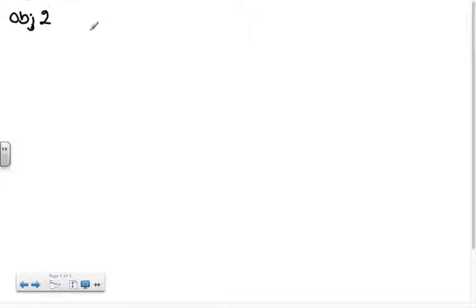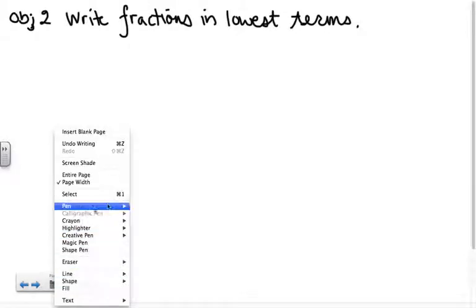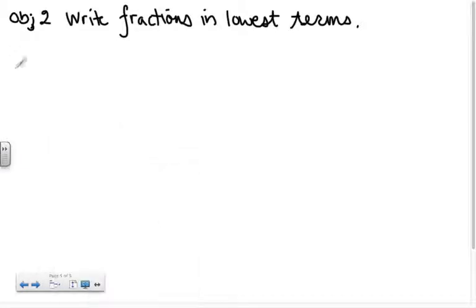So objective 2 is to write fractions in lowest terms. In order to write a fraction in lowest terms, you have to do two things. So this is the method.